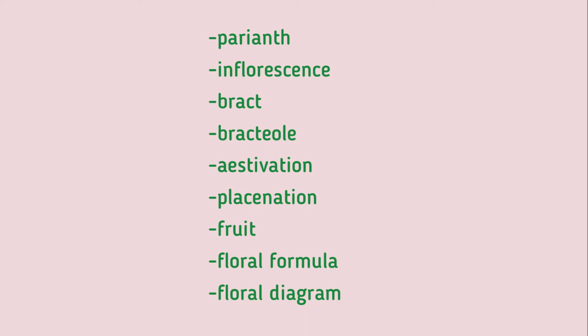In a flower, when sepals and petals can't be distinguished, then we call it perianth. It's seen in the Poaceae family. The rest of the things are inflorescence, bract, bracteole, aestivation, placentation, fruit, floral formula, floral diagram. Now we will learn the details about these things.